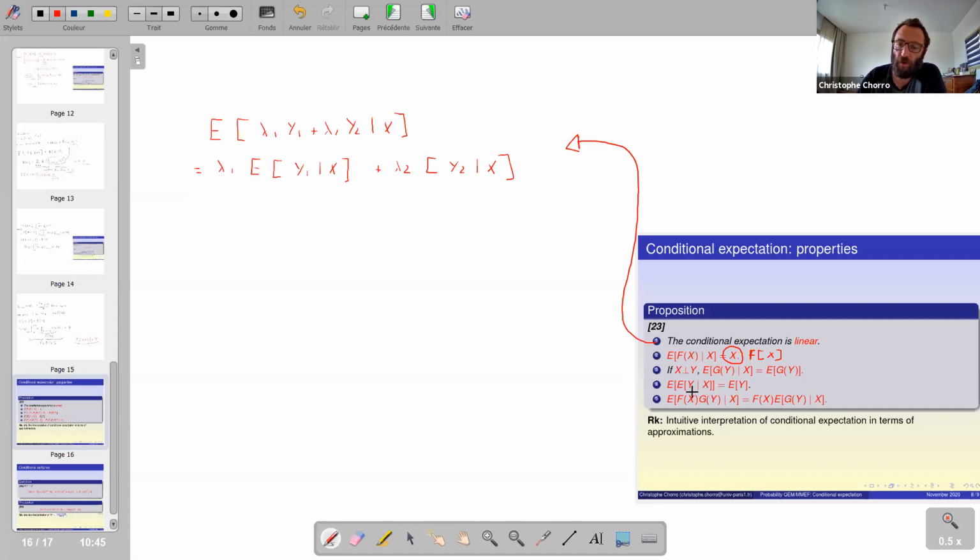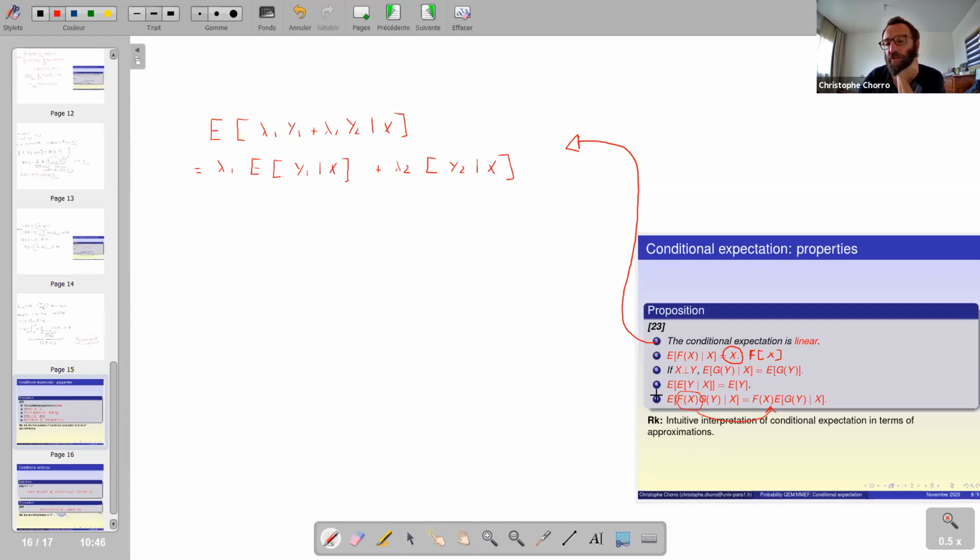And finally, some other rules of computation tell me that the conditional expectation of a function of X multiplied by a function of Y given X is just equal to this function of X multiplied by the conditional expectation of the function of Y given X, meaning that I can remove a function of X from the conditional expectation. In the case of the expectation, you can remove a constant from the expectation. In the case of conditional expectation given X, you can remove from the conditional expectation any function of X.